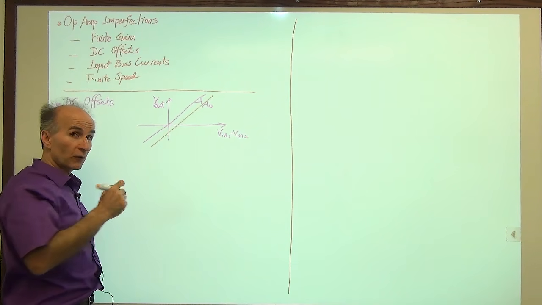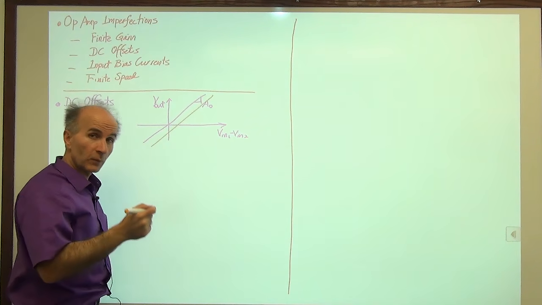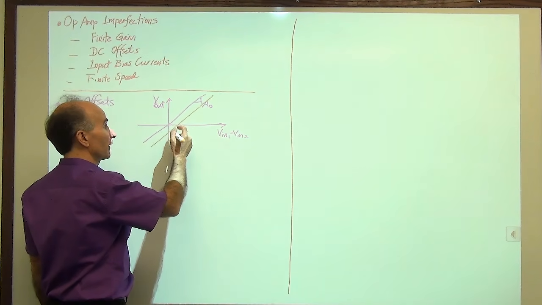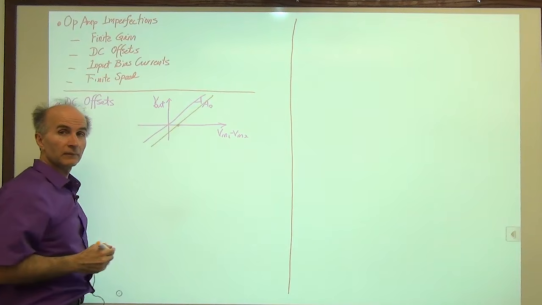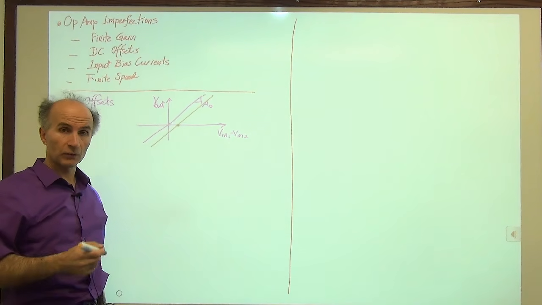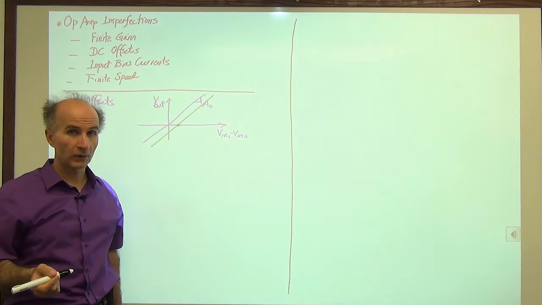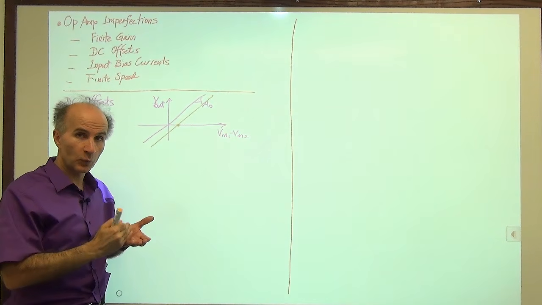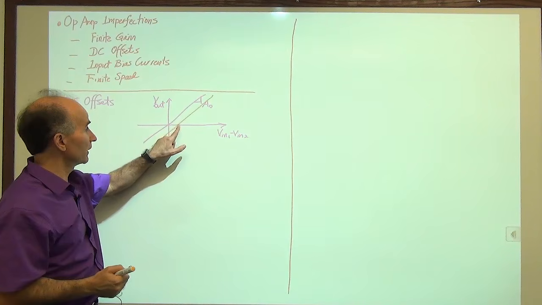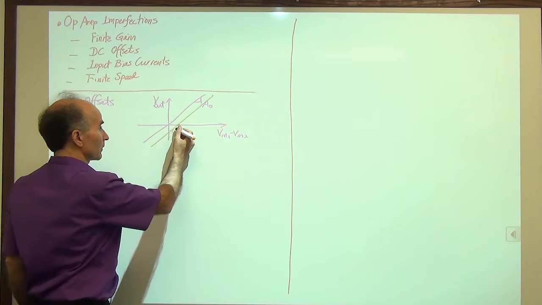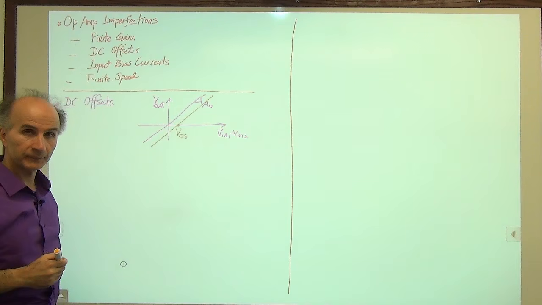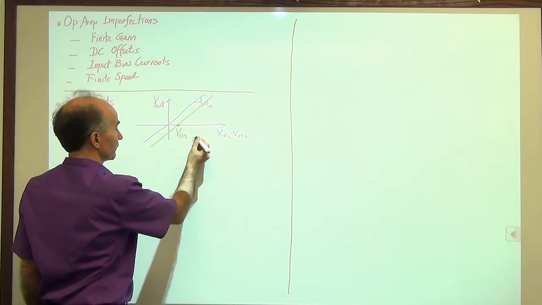Alternatively, we can say for the output to be 0, we have to change V in 1 minus V in 2 to a new value, to this value. Right? V in 1 equals V in 2 does not give us 0 V out. So to force V out to be 0, we have to add something between V in 1 and V in 2 to bring it to over here. And this is what we call the offset voltage, VOS.